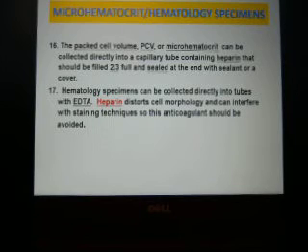We don't use heparin for collecting our hematology specimens that we're going to do any type of cell morphology on, because heparin distorts that cell morphology when we're staining the slides. So we don't use it for that. Only for the microhematocrit tubes.